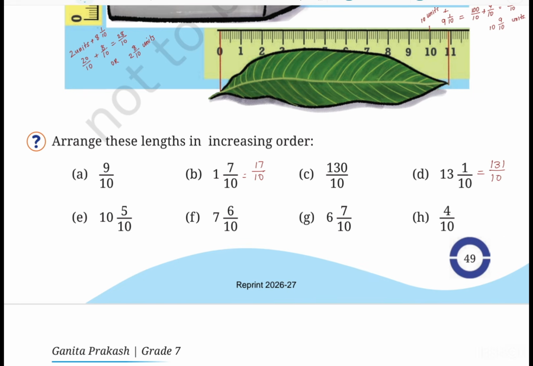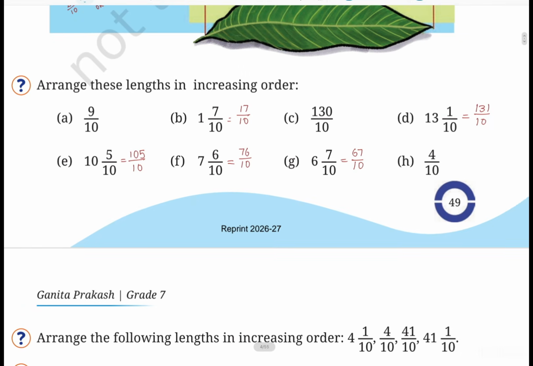Here the number will be 10 times 10, that is 100, 100 plus 5, 105. So it will be 105 by 10. And this can be written as 7 times 10, 70, 70 plus 6, 76. So 76 by 10. And this can be written as 67 by 10. And this is in the form of 4 by 10.